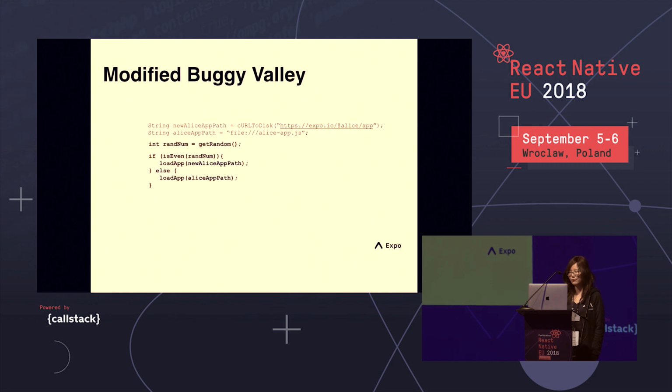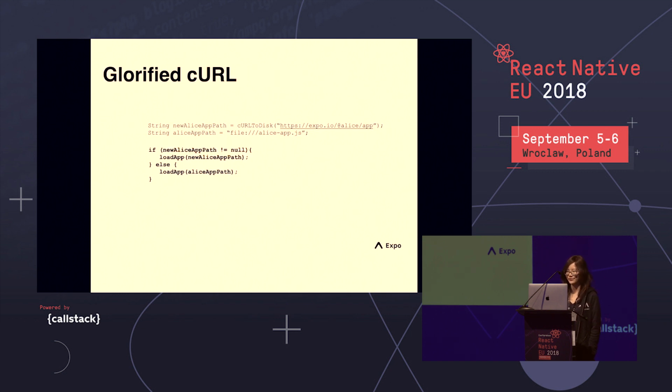The last thing that I really didn't like about Buggy Valley is it was loading the apps randomly. And that seems kind of useless. What seems more useful is if we load the new Alice app if it's available. And if new Alice app isn't on the file system, let's fall back and load the old Alice app. And now since we've come a long ways, we've gone from a useless Buggy Valley app into something somewhat useful. We're going to call this useful version glorified curl.